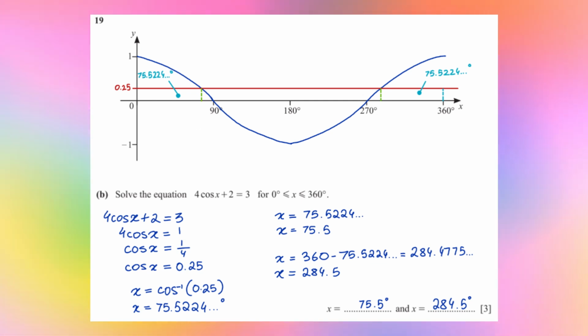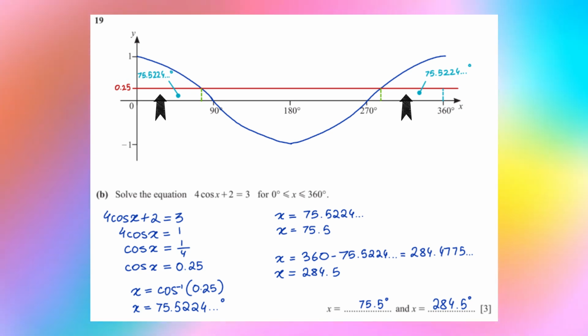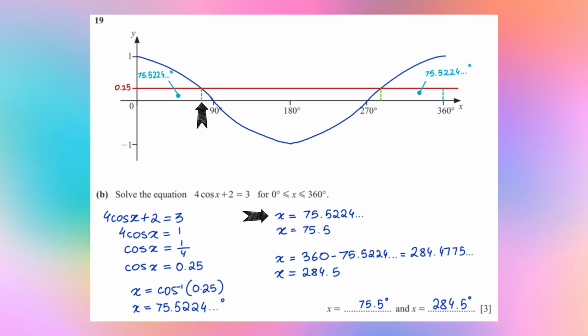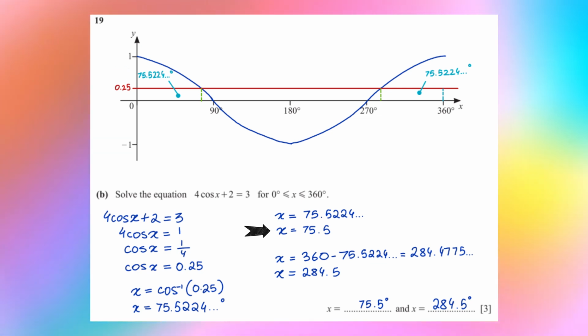To find these x-coordinates, we go back to our equation and make x the subject. Take cosine inverse of 0.25. This gives us x equals 75.5224 and so on degrees. As you can see, these spaces here represent 75.5224 and so on degrees. So we know this x-coordinate is 75.5224 and so on. Rounding to one decimal place gives x equals 75.5.